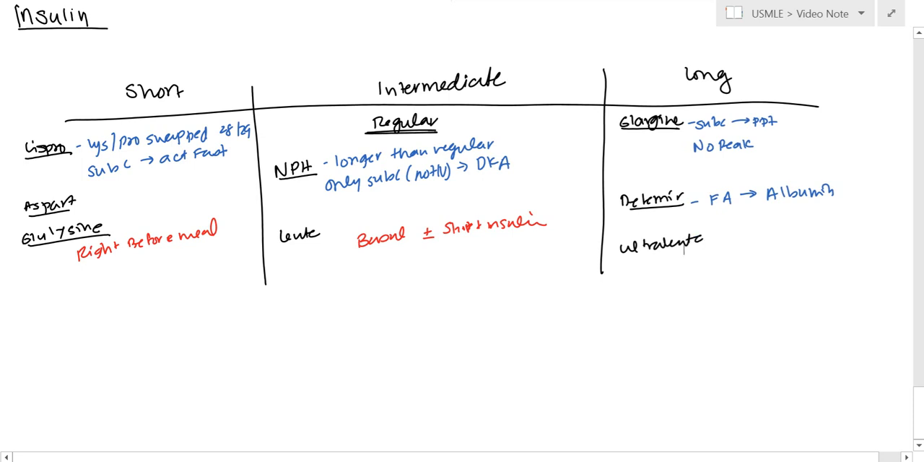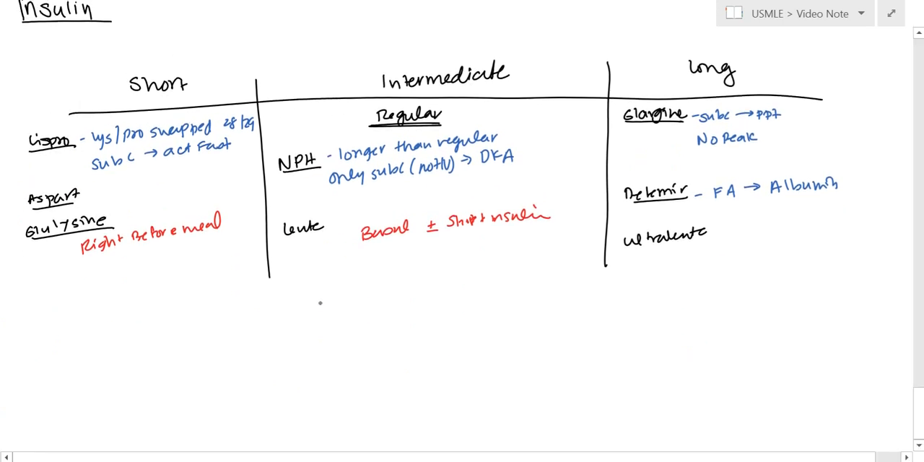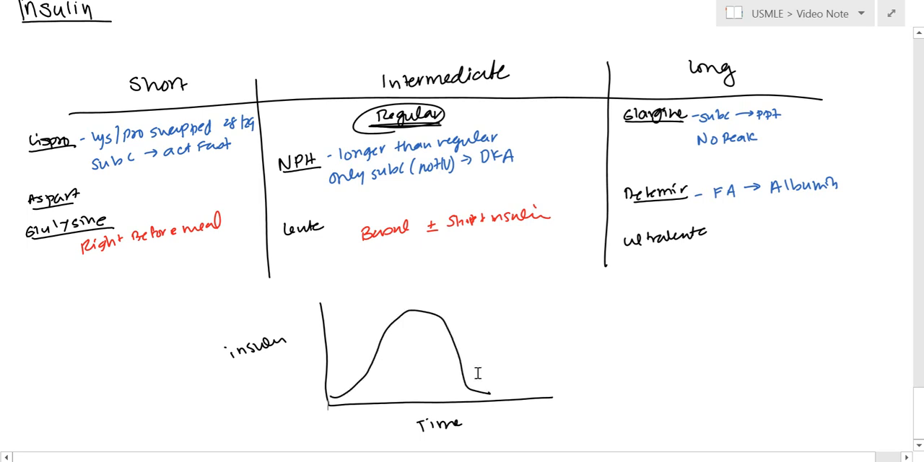Now, if we graph it out, this is time, and this is the insulin level in plasma. If we look at the first regular, so regular would look something like that. Now, the short-acting ones, such as Lispro, Aspart, and Glulysine, would look like that. So this is Lispro, Aspart, Glulysine. So this is regular.